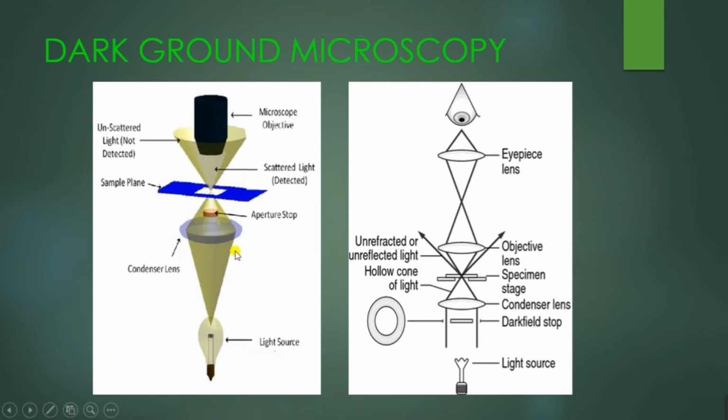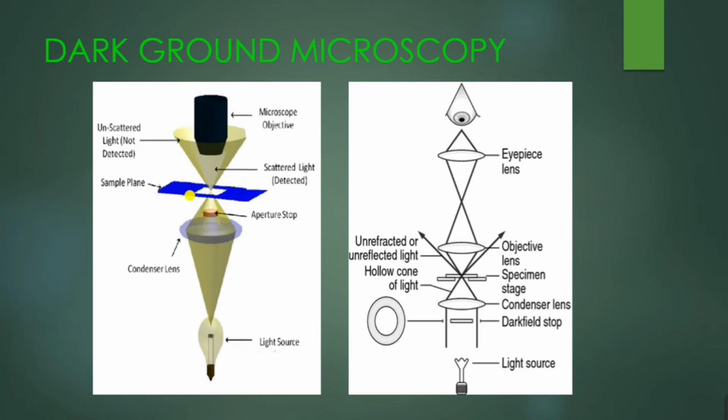On the left hand side you can see your light source, and this triangle is showing the pathway of your light. Here you have your specimen in the middle of the slide, and below the condenser there is a dark ground stop. You can see an aperture stop here. This stop will restrict the light passing through the condenser towards the sample.